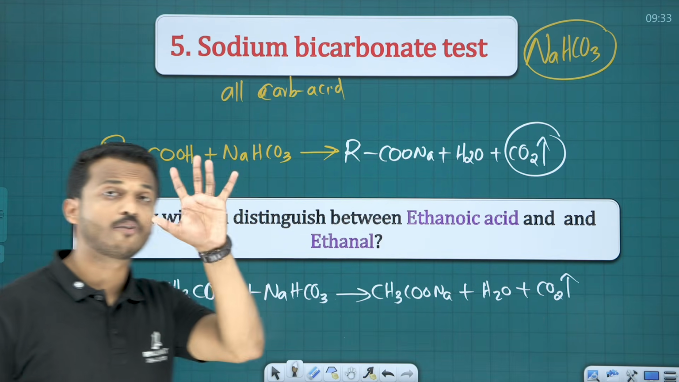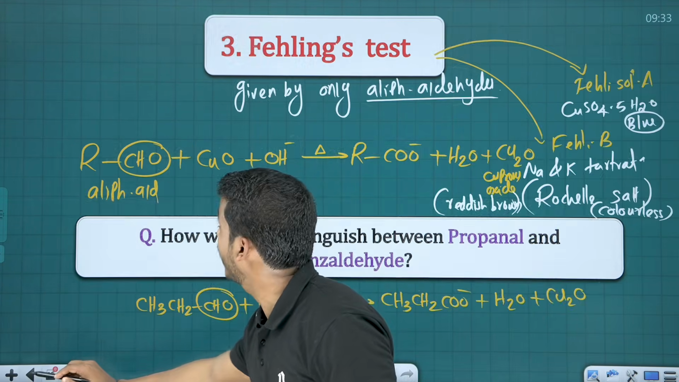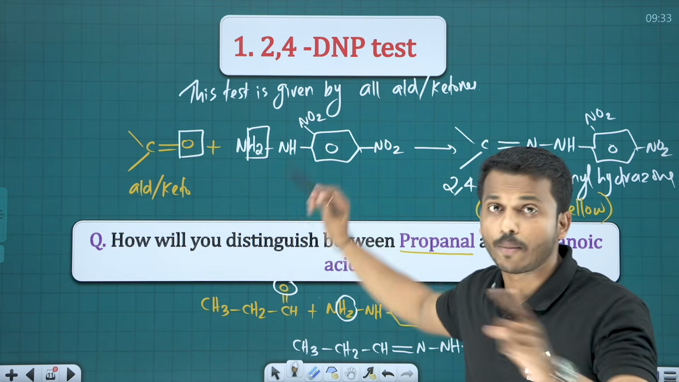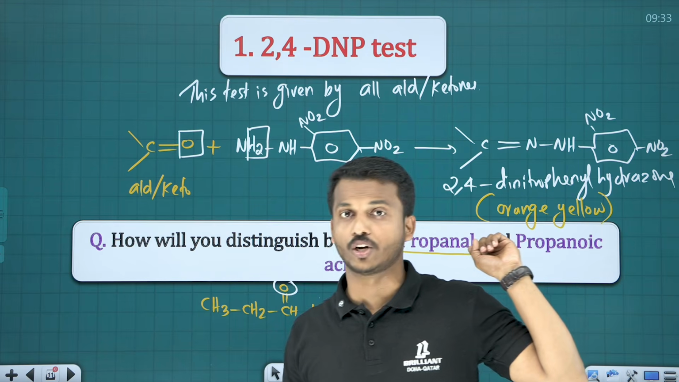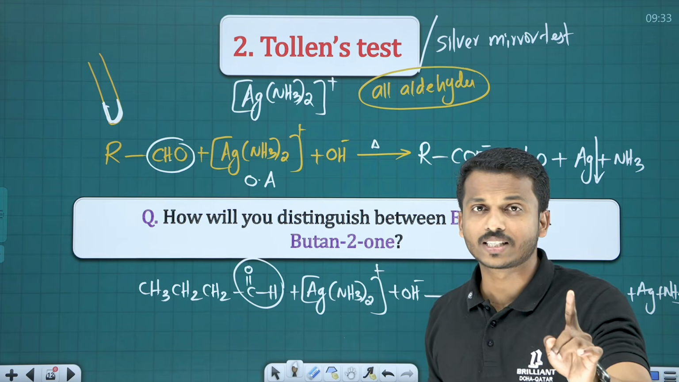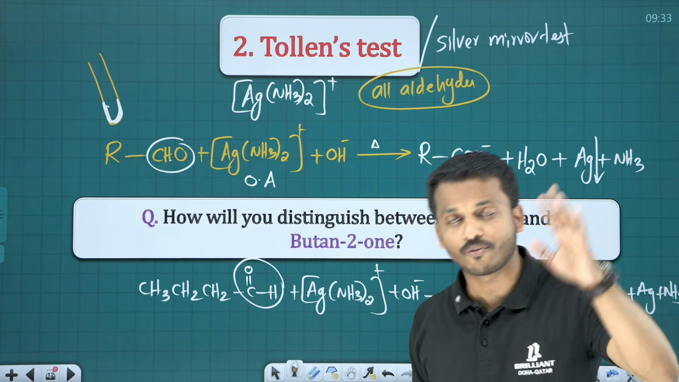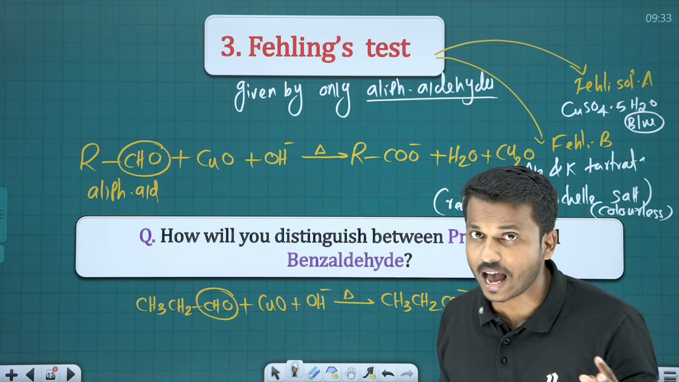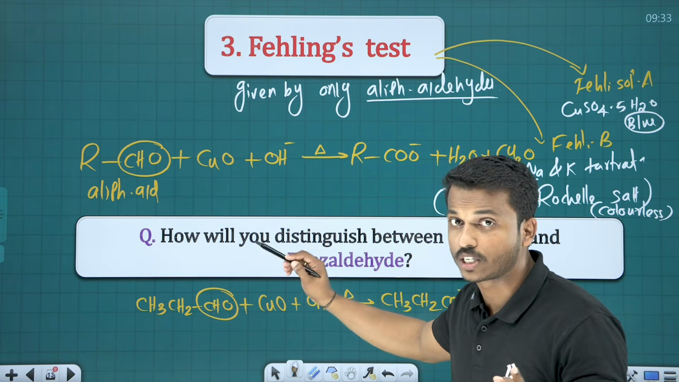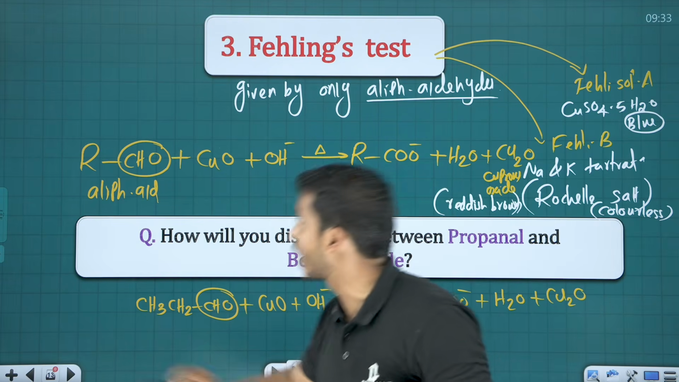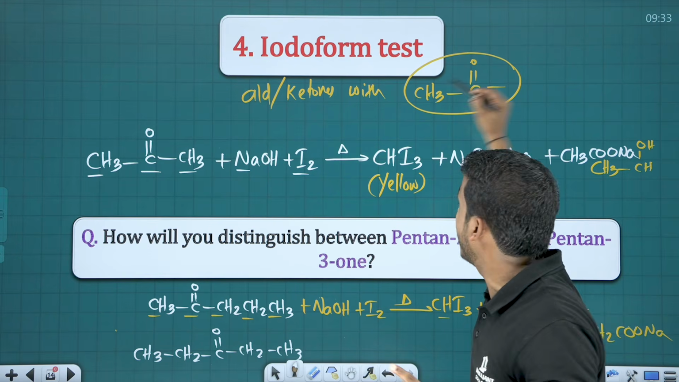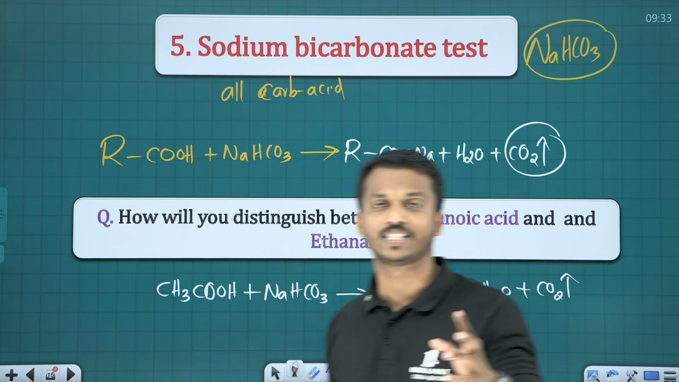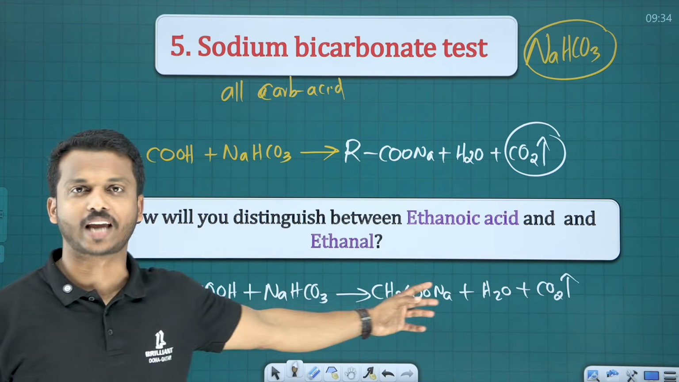That's it. So total 5 distinguishing tests in the aldehydes and ketones part. 2,4-DNP test is given by all aldehydes and ketones, observation orange yellow. And the Tollens test is given by all aldehydes, aliphatic and aromatic, silver mirror. And the Fehling's test is given by only aliphatic aldehydes, where copper oxide becomes reddish brown cuprous oxide. And iodoform test is given by aldehydes and ketones with this group, yellow color. And the sodium bicarbonate test is given by all carboxylic acids, brisk effervescence.